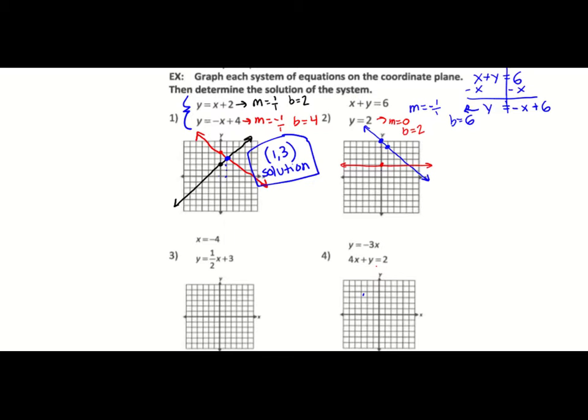Now I can look and see where those 2 lines intersect. They intersect right here. And my solution is that ordered pair, which in this case, I'm going over 1, 2, 3, 4. My x is 4, and then I'm going up 1, 2.